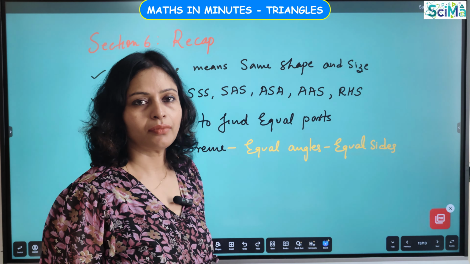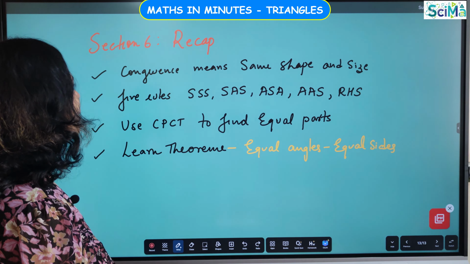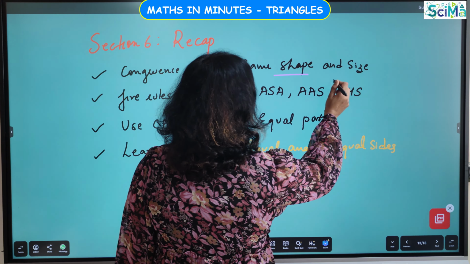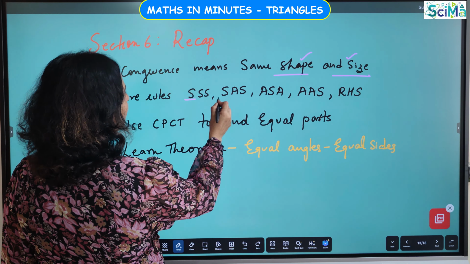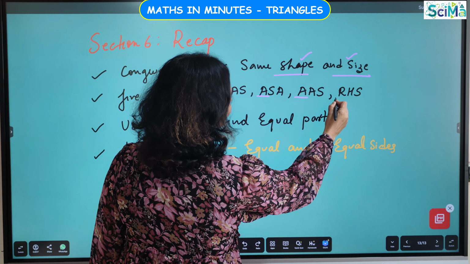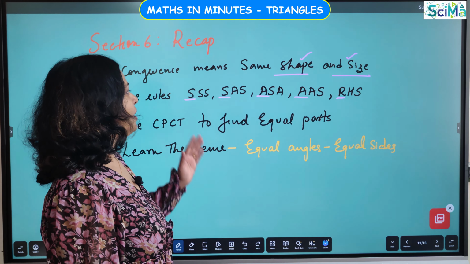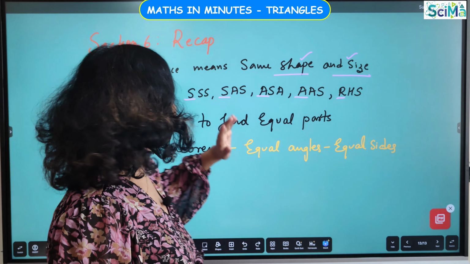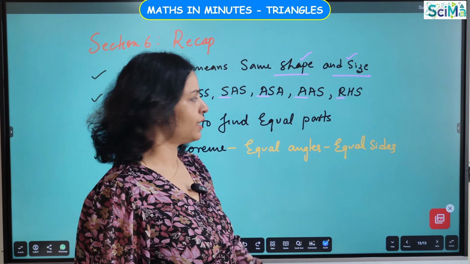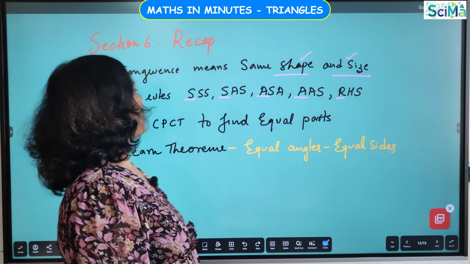So let's see a quick recap of congruence of triangles. Congruence means same shape and same size. 5 rules: Some students are always right. This is the mnemonic you can remember. SSS, SAS, ASA, AAS and RHS. Some students are always right. Hope all of you students agree to that. You always feel that you are always right.